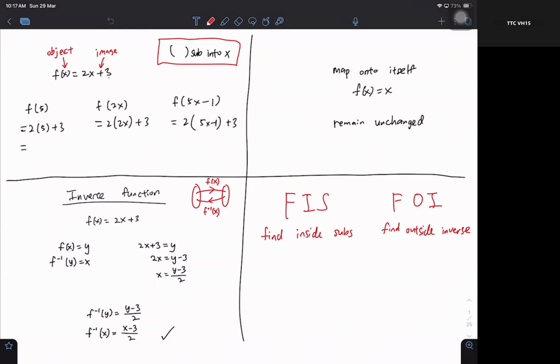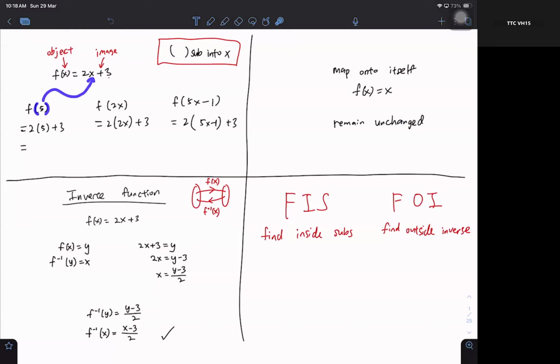The most important thing in function is to sub. Take the bracket, sub into x. Let's say, for example, f(x) equals 2x plus 3, and then the question asks you, oh, f(5). So what you do? You take the bracket 5, sub into the x.